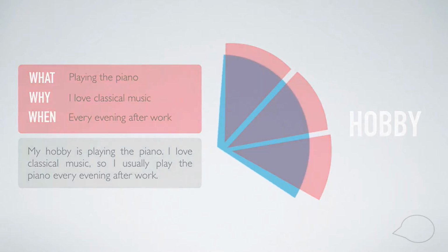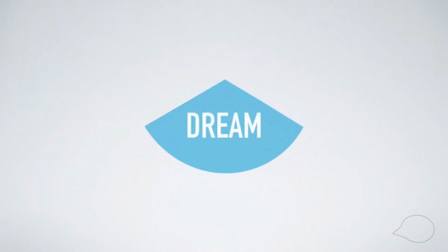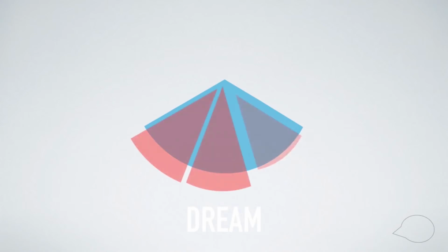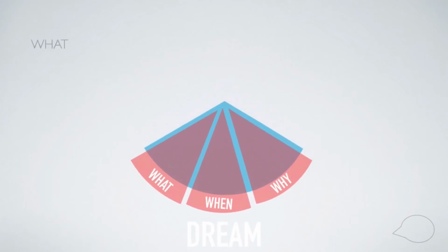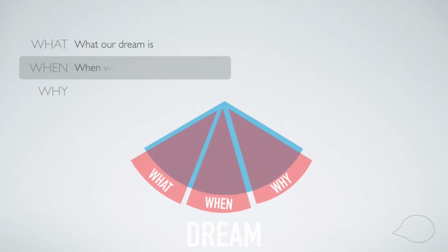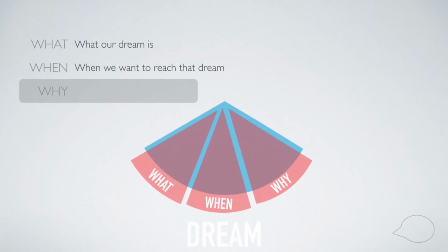Finally, let's look at part 3. Part 3 is, once again, dream. For this part, we will once again select 3 of the 5 W's: what, when, and why. Now we will write down a short piece of information for each of these W's. For what, we can say what our dream is. For when, we can say when we want to reach that dream. And for why, we can say why we chose that dream.